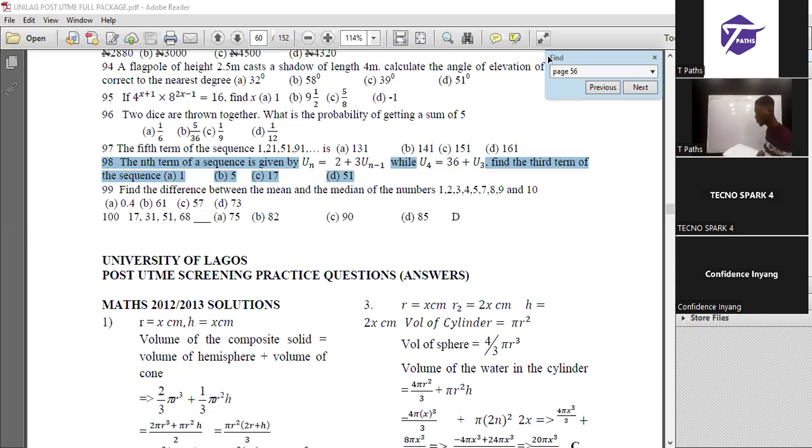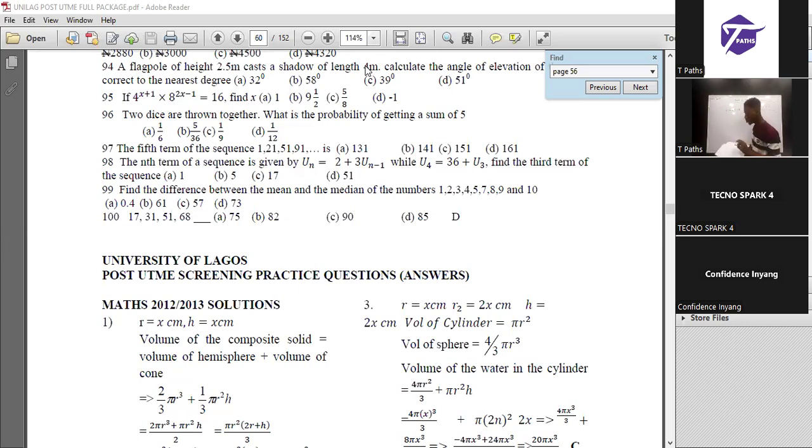Let's attempt this together. According to the question, we are told the nth term of a sequence is given by u_n equals 2 plus 3u_(n-1). What does this mean? The nth term of this sequence is simply 2 plus 3 times the previous term. If this is the third term of the sequence, it should just be 2 plus 3u_2, which is the second term.